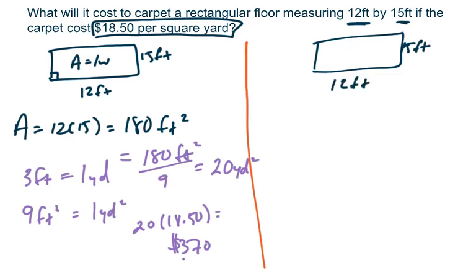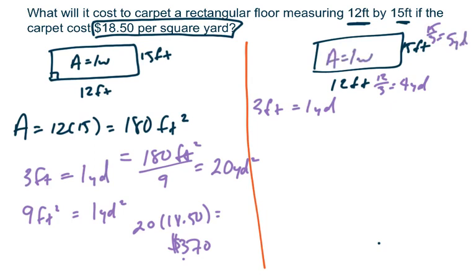But now I'm going to do my conversion on the front end. So that same thing that we wrote over there, we have 3 feet is equal to 1 yard. So instead of 12 feet, if I divide 12 by 3, that's really 4 yards. If I divide 15 by 3, I get that that's 5 yards. So I'm going to use the same formula, but now I'm going to use my units of yards. So 4 times 5 would give me 20 yards squared.